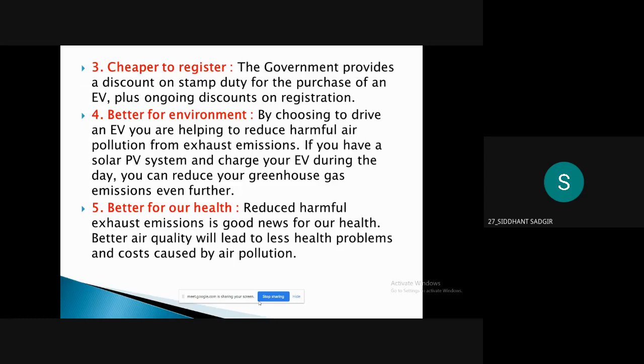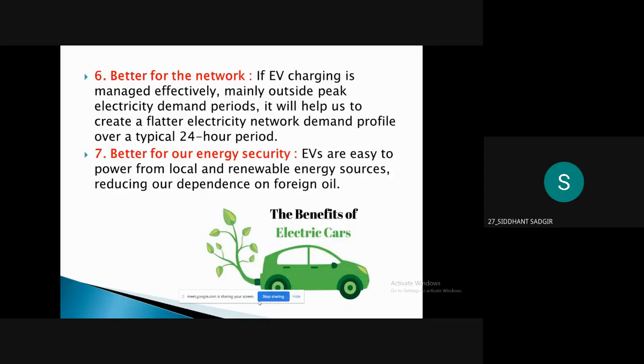Fifth, better for your health. Reduced harmful exhaust emission is good news for your health, and better air quality will lead to less health problems and cost caused by air pollution. Six, better for the network. If electric vehicle charging is managed effectively, mainly outside peak electricity demand periods, it will help to create a flatter electricity network demand profile over a typical 24-hour period.